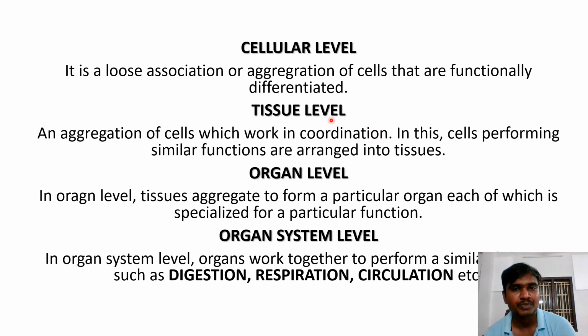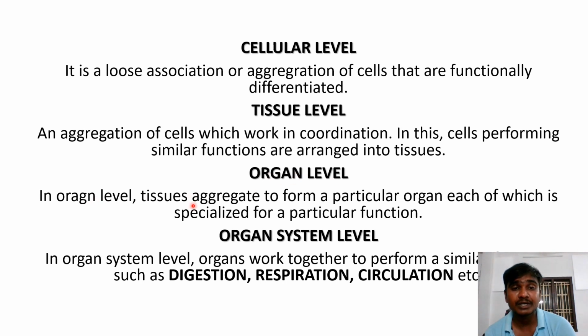and send it to the body cells. In the same way, the tissue level is an aggregation of cells which work in coordination. Cells performing similar functions are arranged into tissues. Different tissues are there in our human body, performing different functions. Okay, and the organ level.